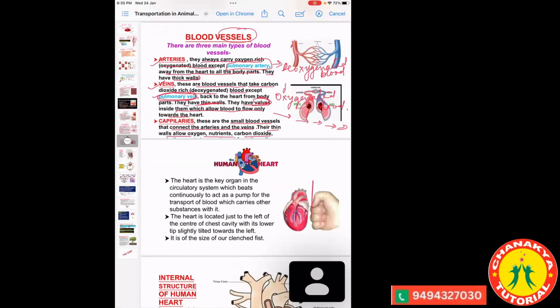Arteries carry the oxygen-rich blood. Veins carry the carbon dioxide-rich blood. One minute, children. And the capillaries connect the arteries and the veins together. Among arteries, only the pulmonary artery carries the deoxygenated blood. Among veins, only the pulmonary vein carries the oxygenated blood.